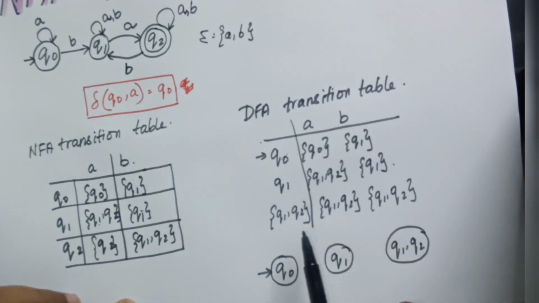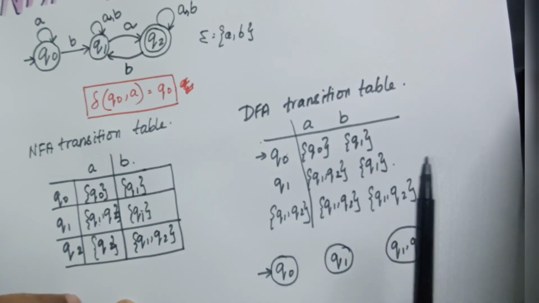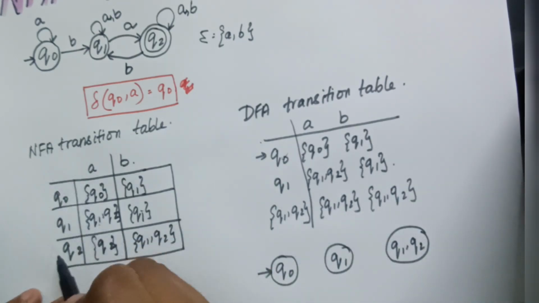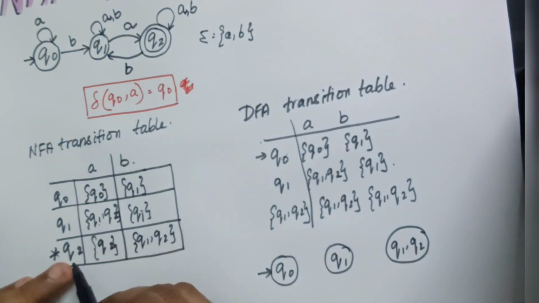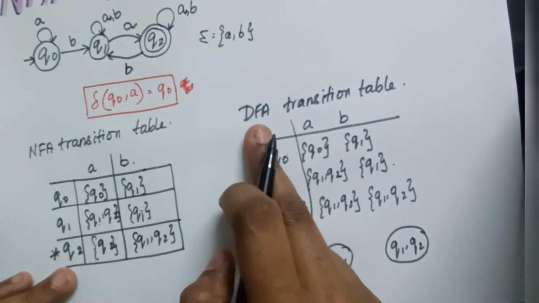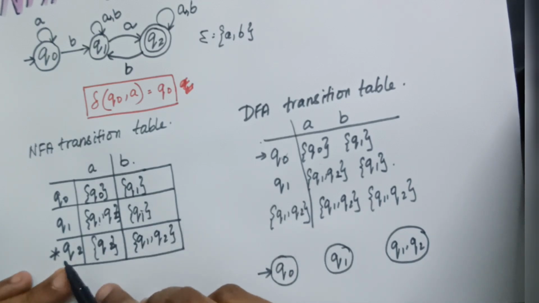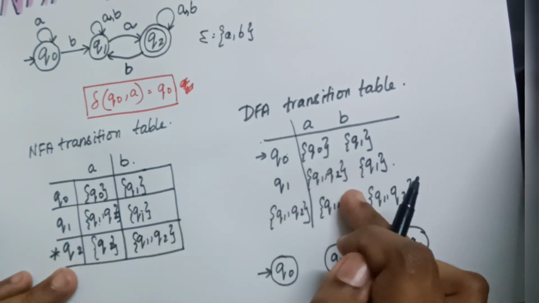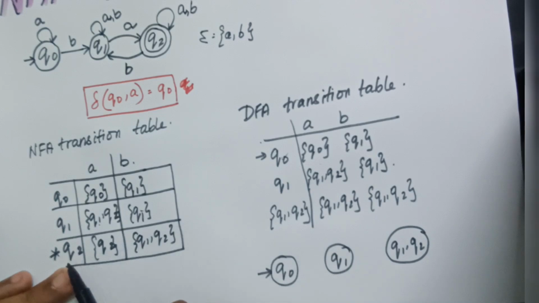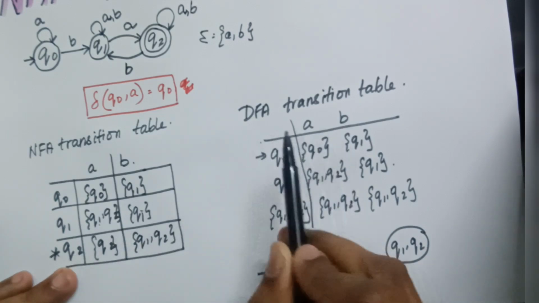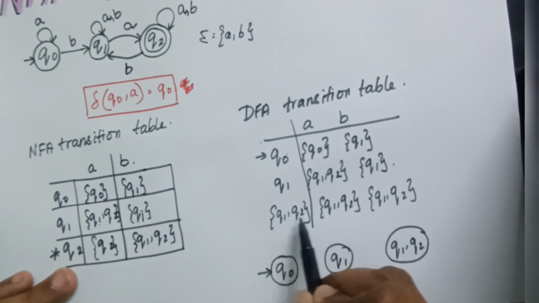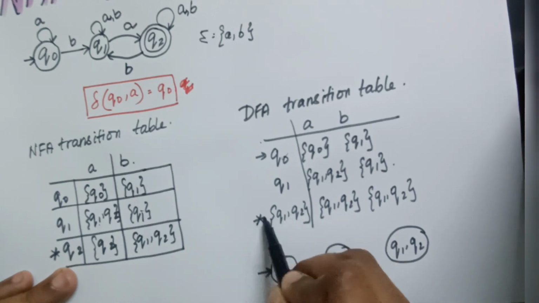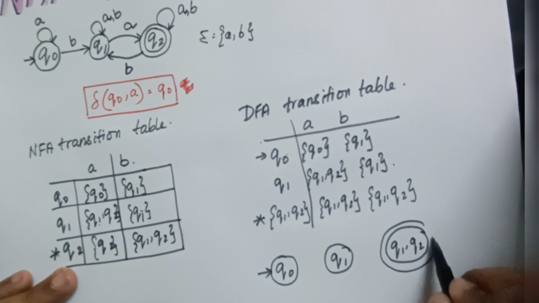How do I identify my final state? The final state of NFA is Q2, right? Concentric circles. So this is my final state. So any state of DFA that contains Q2, that is the final state of NFA, will become the final state of DFA. So which state contains Q2 here in DFA? I have this. Okay, so this third state Q1, Q2, this contains Q2. So this will become my final state. So my DFA will look like this.